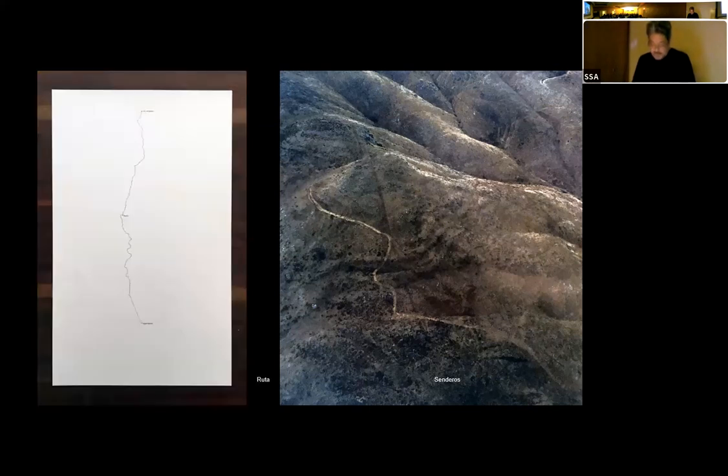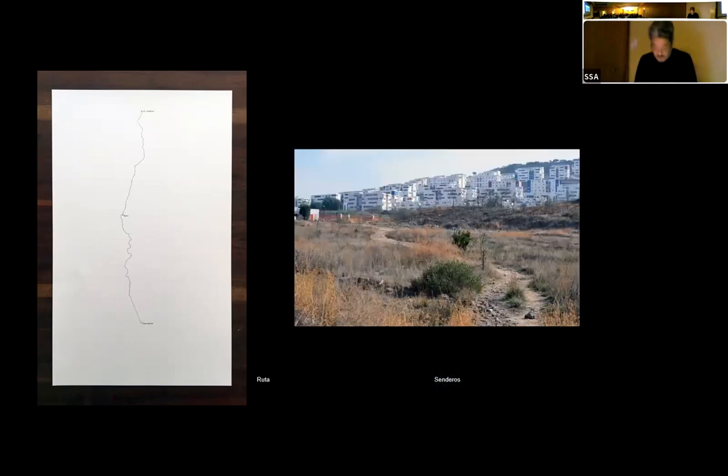Another minimal drawing traces the principal route from Tegucigalpa to Los Angeles, in a way looking like a sendero, a continental walking trail.